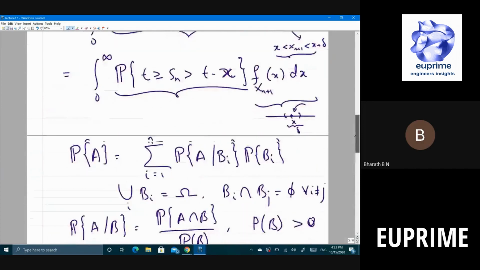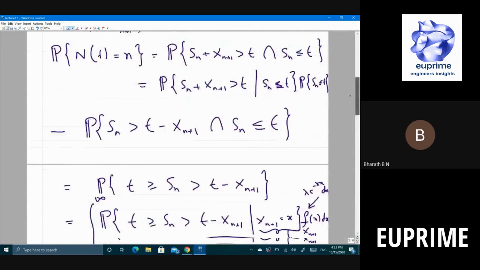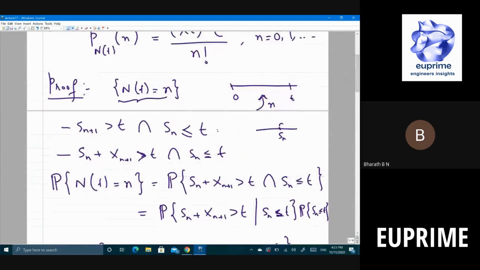N of t. Okay, let's go back. Let's stare at this. If S n plus 1 is greater than t and S n is less than or equal to t, then N of t equals n. Right? That is correct.